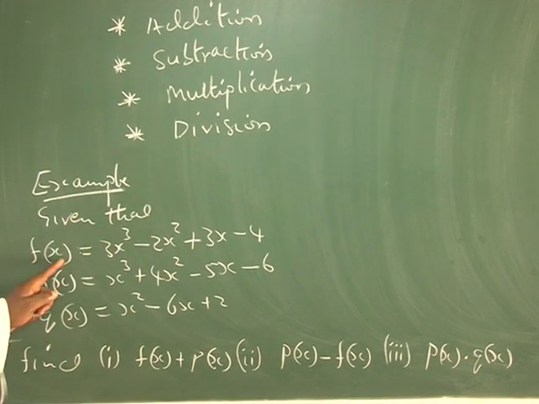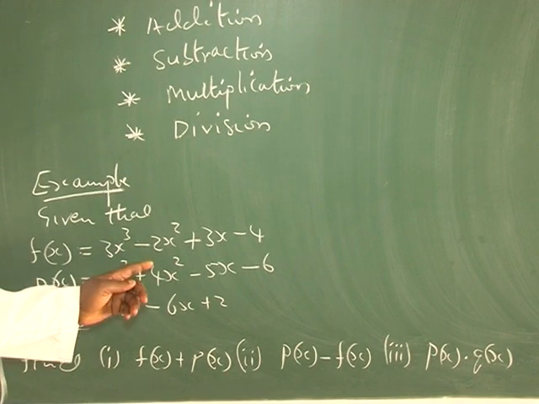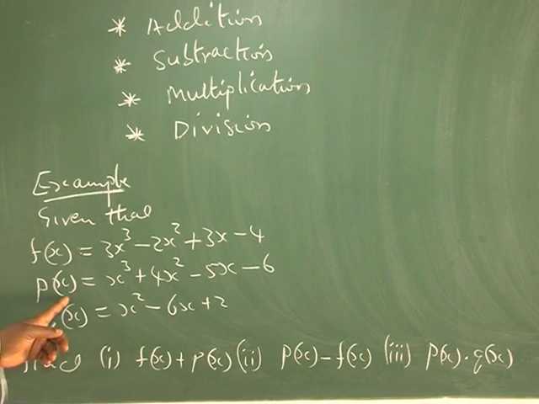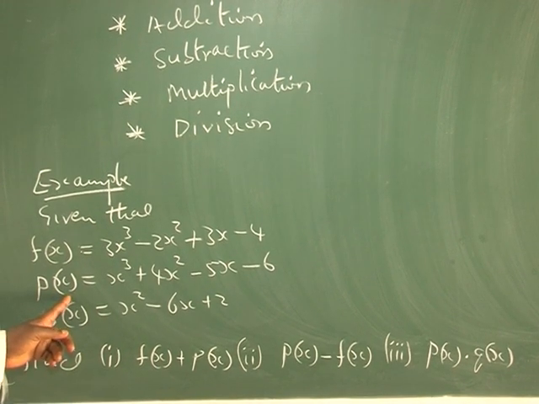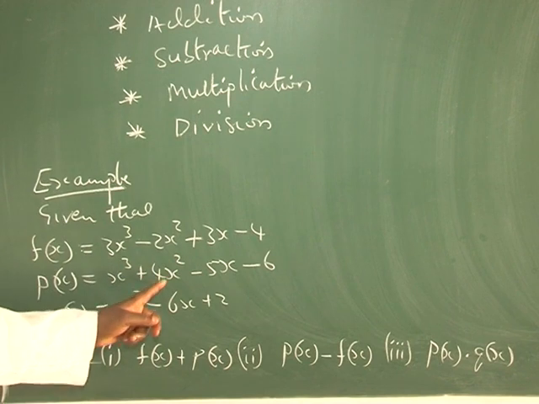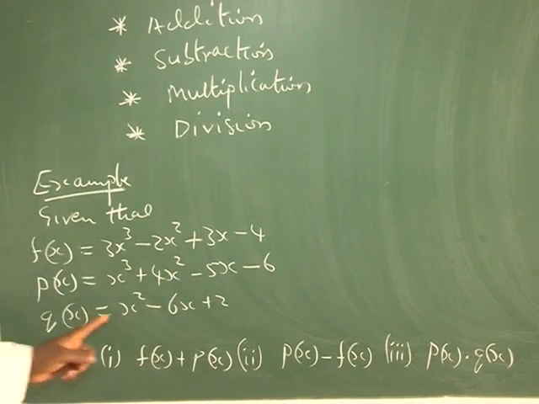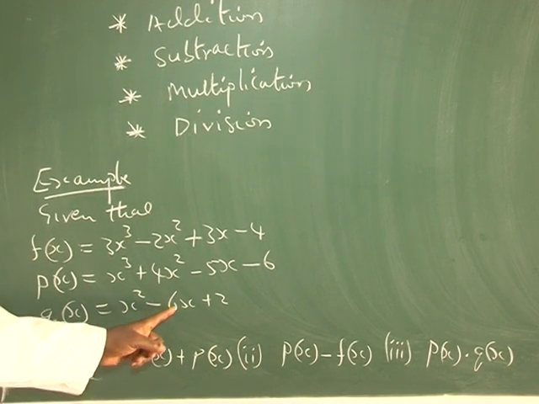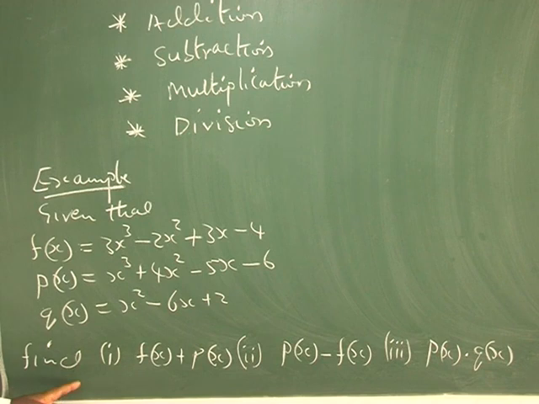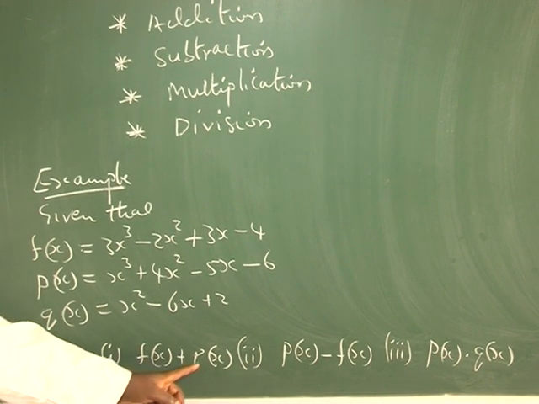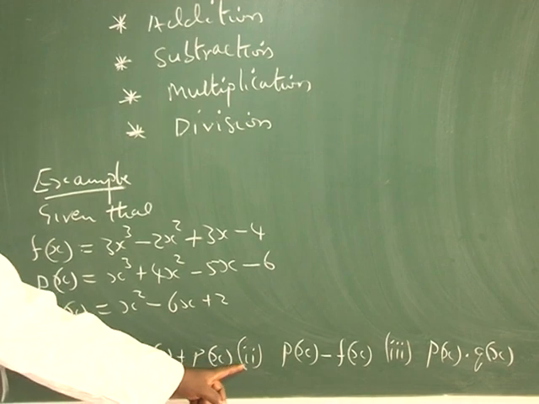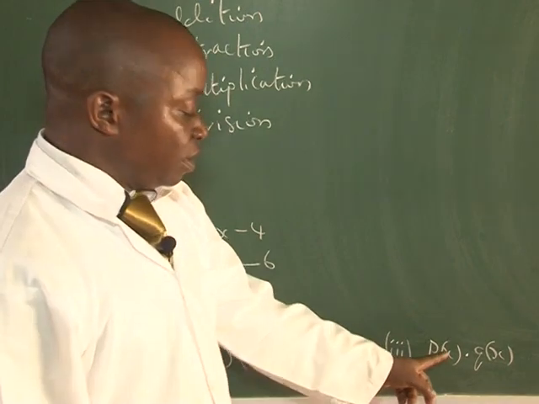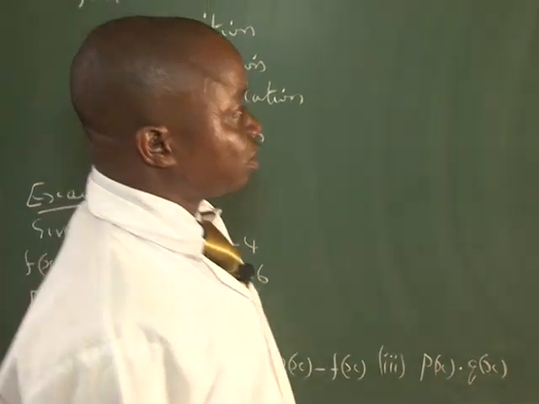Given that f of x equals 3x cubed minus 2x squared plus 3x minus 4, and p of x is another polynomial which is given by x cubed plus 4x squared minus 5x minus 6, q of x equals x squared minus 6x plus 2. We are going to find f of x plus p of x, p of x minus f of x, and p of x times q of x.